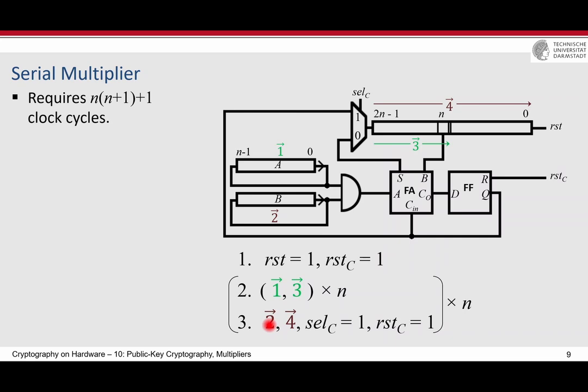In this clock cycle, we shift the 1 bit, we shift 4, which is here. We shift the 4 because we also need to shift 1 bit of the output register. And at this time, select C is 1, which means that the output of the flip-flop should be taken to be stored here. And at the same time, we reset the flip-flop. And then we need to repeat this n times. It means that in total, we have n plus 1 multiplied by n clock cycles to implement this fully serial multiplier. Of course, one more clock cycle just for the reset.